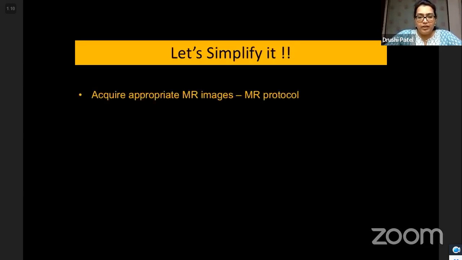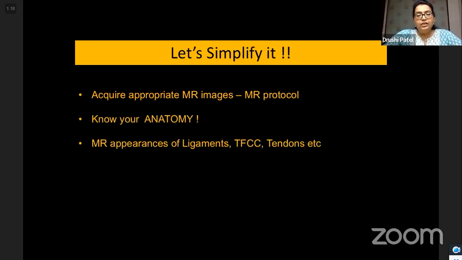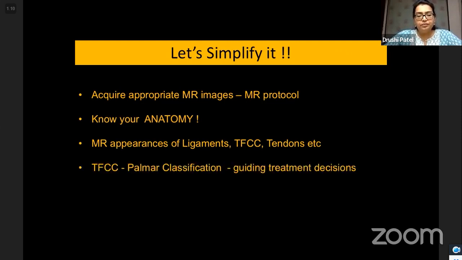So let's simplify it. We are first going to see that we get good images. So we'll discuss the MR protocol, know your anatomy. We'll look at the ligaments, TFCC, tendons, each one of the components separately, and the pathologies associated with it. TFCC, Palmer classification, and why is it important? How it guides treatment decisions, and have a look at common pathologies. This is the first part of our lecture today.